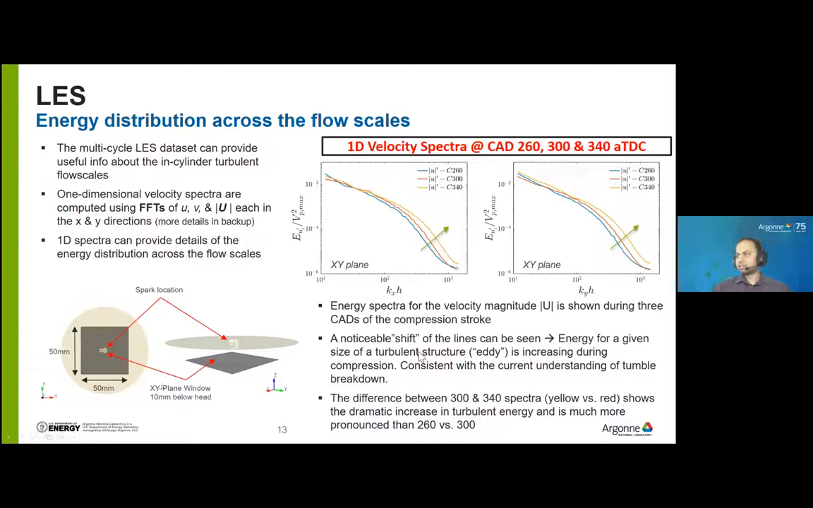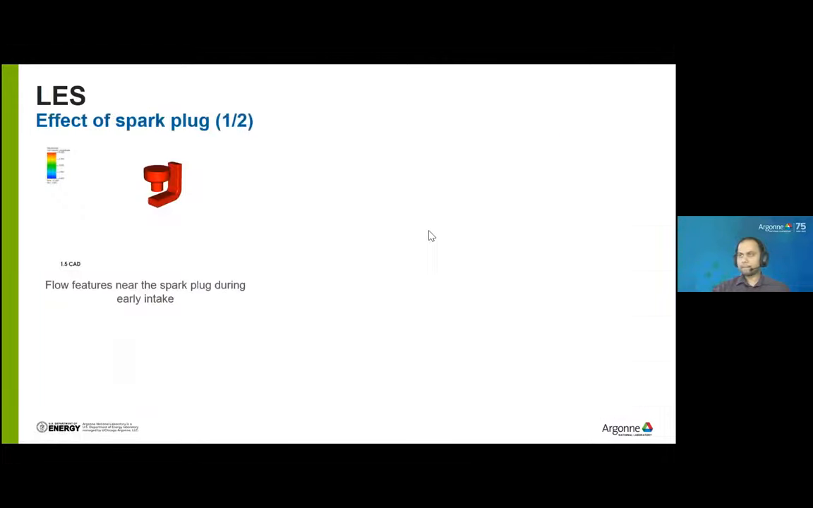We also see that the difference between the 300 and 340 is much larger than the difference between 260 and 300. And this corresponds to the tumble breakdown that was shown in the last slide. So around 300 is where you have the tumble Y changing direction or reaching a peak, and there is a tumble breakdown. And that leads to formation of more energy in the smaller scales. So this was something interesting.